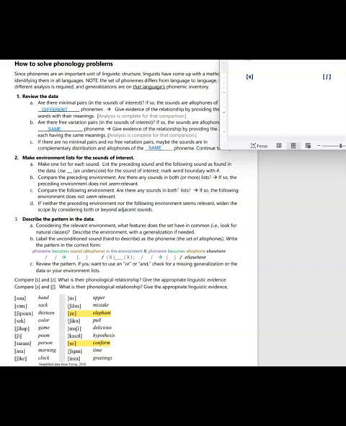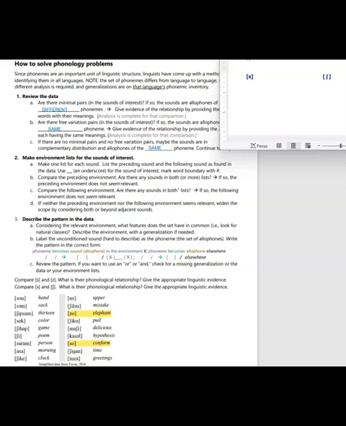Okay, I started an environment list up here in a Word document, and you can just do this on a scrap piece of paper that you have handy or in the bottom part of your handout. In order to start the environment list for each sound of interest, I just wrote the sound of interest, the s on one side and the sh on the other.